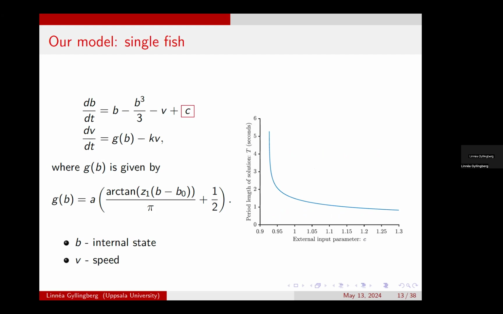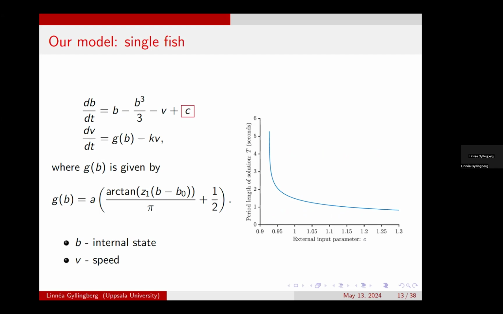So here we see how the external input parameter affects the period length of the solution, meaning that when C is below 0.95, it will just move with constant speed, and then it will hit the bifurcation point and start oscillating, and the periodicity will be lower as C is higher, so the frequency will increase.